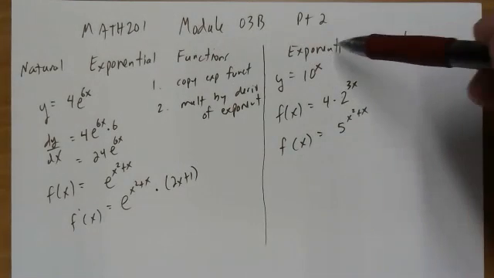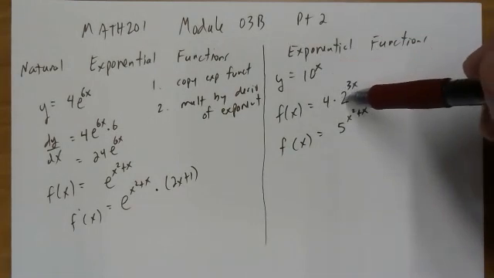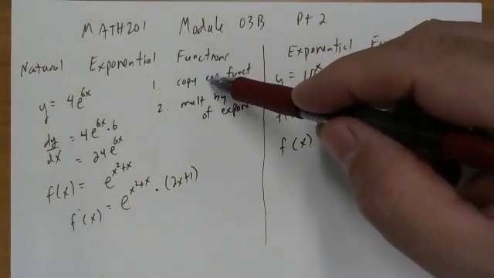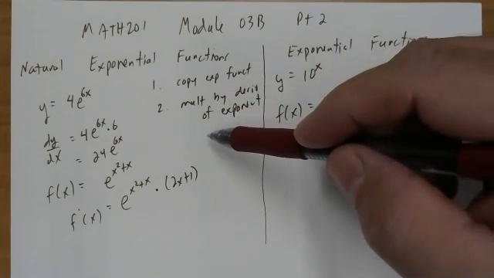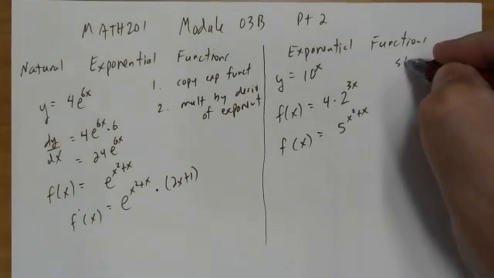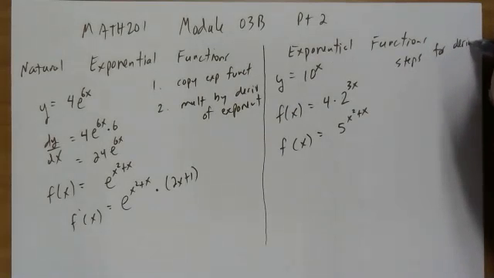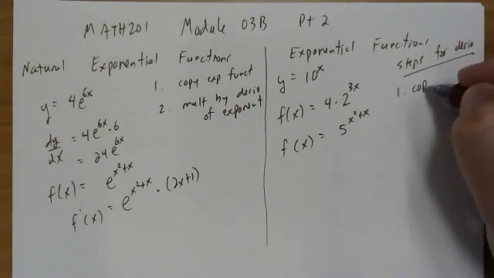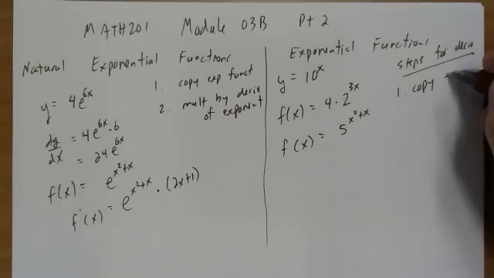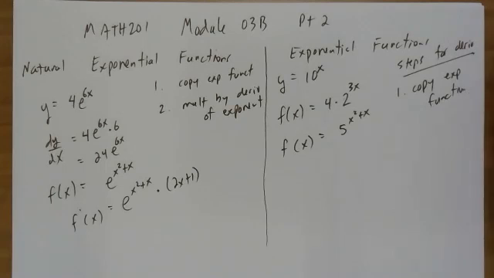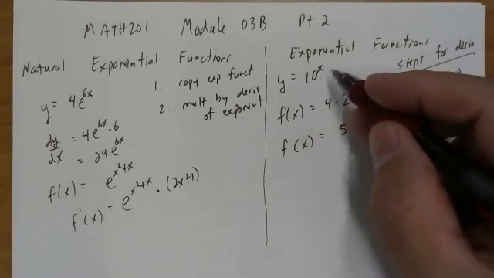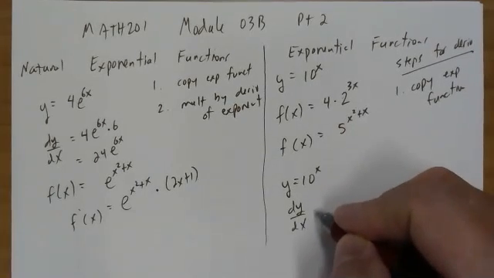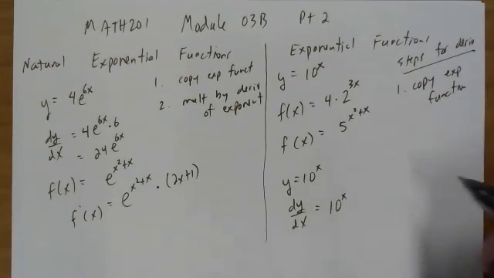So now let's figure out how to take the derivatives of exponential functions where the base is just a number. And what's interesting is the first 2 steps are the same as we have over here, except there's one extra step. I'll just write it out here and then we'll do these examples. Same first step over here: you copy the exponential function. Let's just do this first one. So y equals 10 to the x. The derivative: copy the exponential function, 10 to the x.